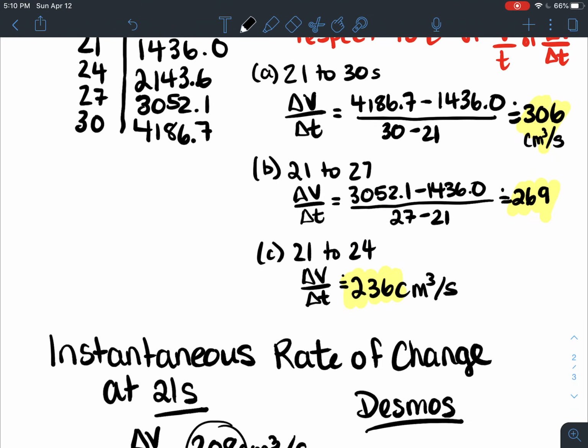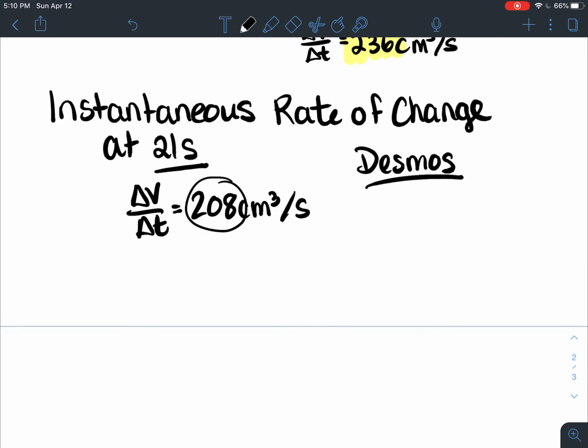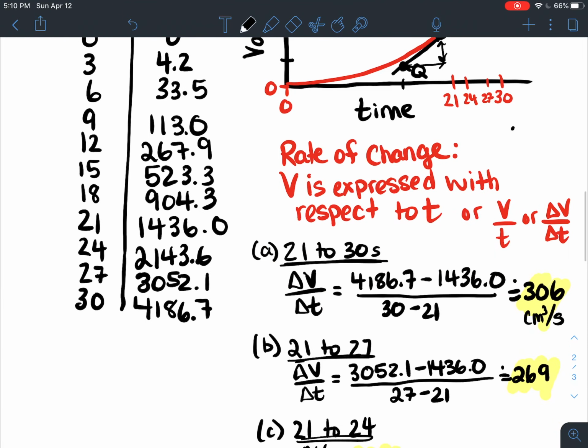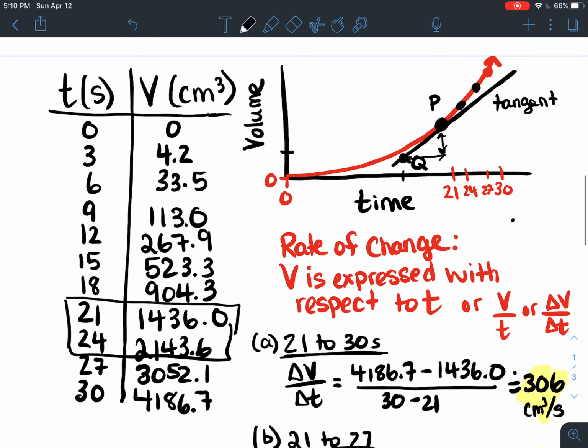As you can see, as we brought our interval closer and closer to 21, it started 9 seconds apart, then our interval got closer and closer till it was only 3 seconds apart. What do you think would give an even better approximation, the closer and closer we got to 21? These are the two closest values we had, 21 and 24.